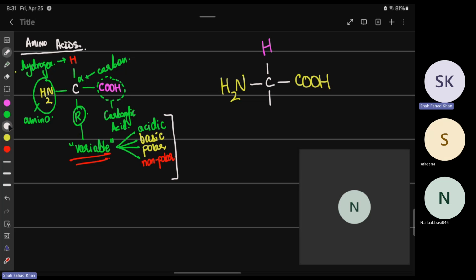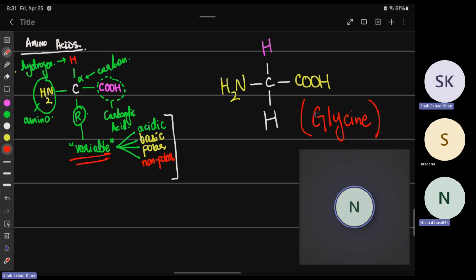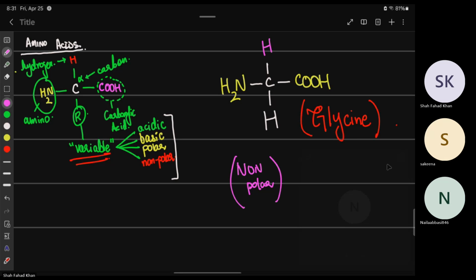Now this is the smallest amino acid that is out there. The R group is just a hydrogen atom. Does anyone know the name of this amino acid? It's called glycine. Yep, glycine. It's a non-polar amino acid. This is just one example. Similarly, you can have acidic, basic, and polar, non-polar amino acids.